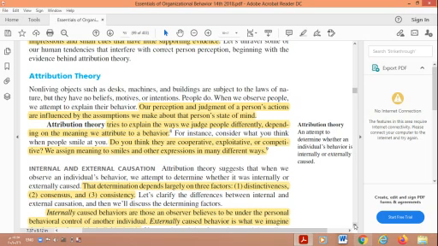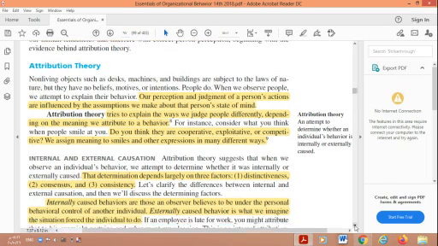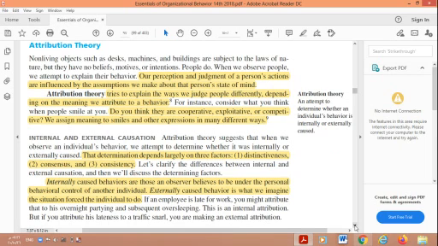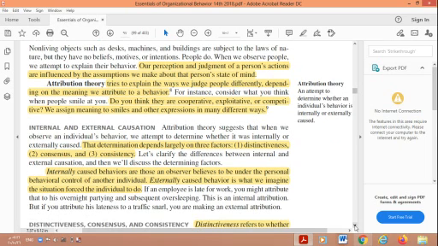For internal and external causation, according to what we said before, in the attribution theory process we start by observing the individual's behavior, then we try to determine whether it is internally or externally caused. The determination depends largely on three main factors. The first one, distinctiveness; the second one, consensus; and the last one, consistency. And inshallah, we will discuss those three factors in more detail later.